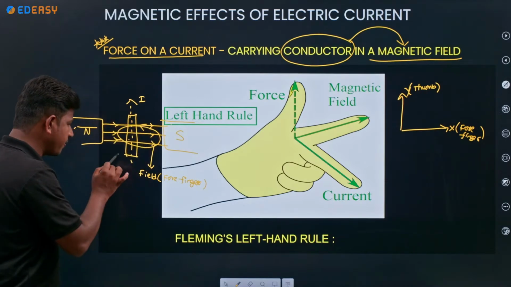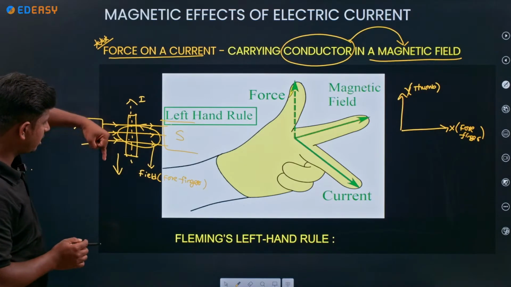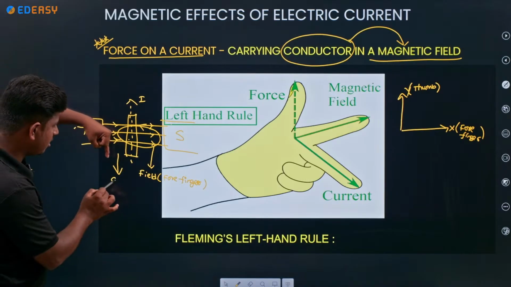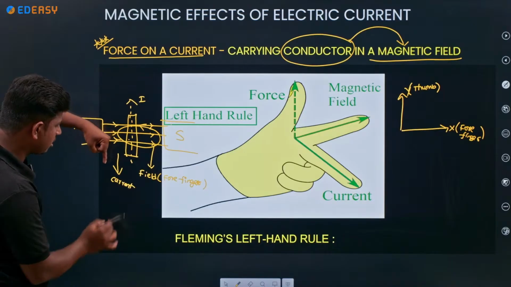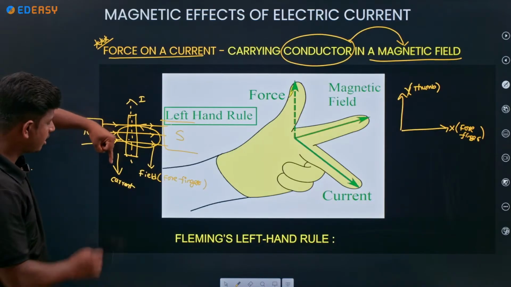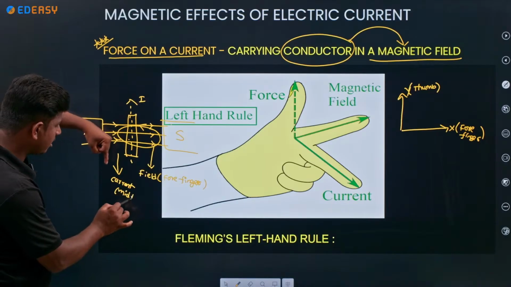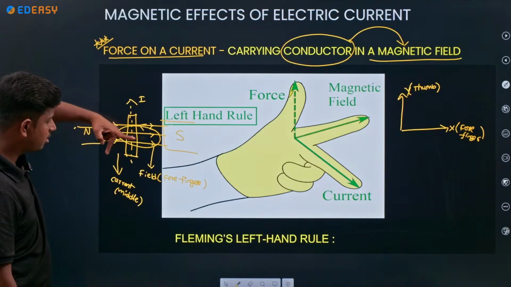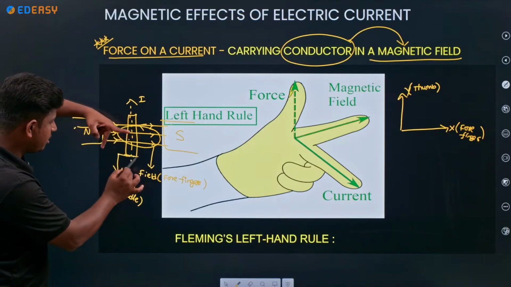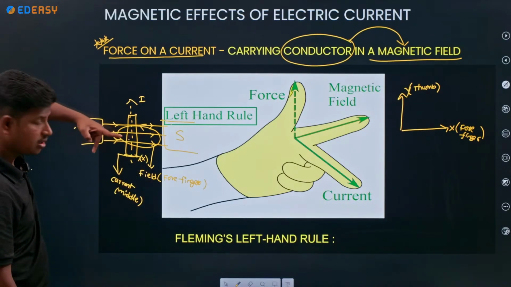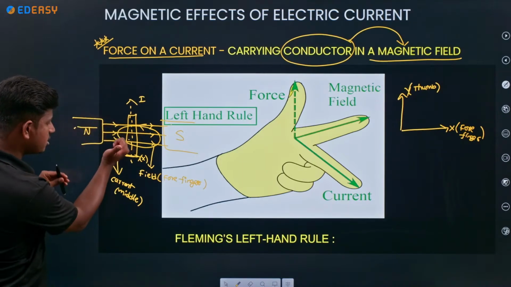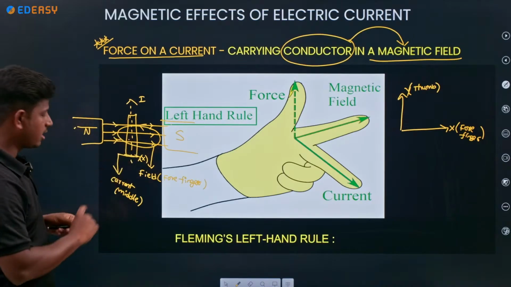I am taking the direction of the current downward. So which finger? Middle finger, right? Current is the middle finger. Field is this side, current is this side, and the thumb will be the force. That means force is this side.